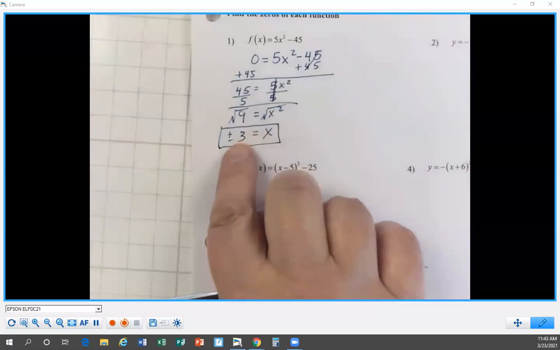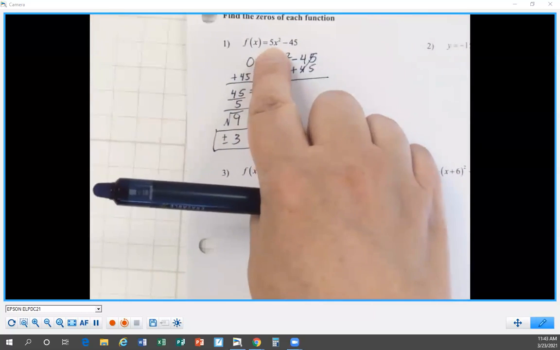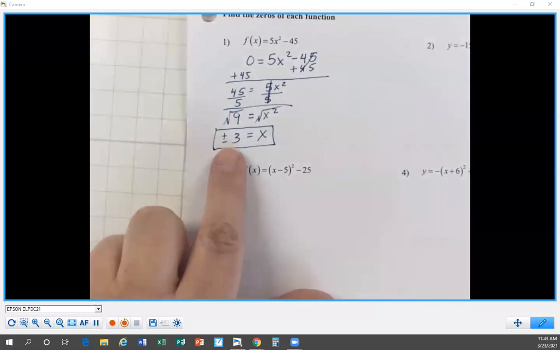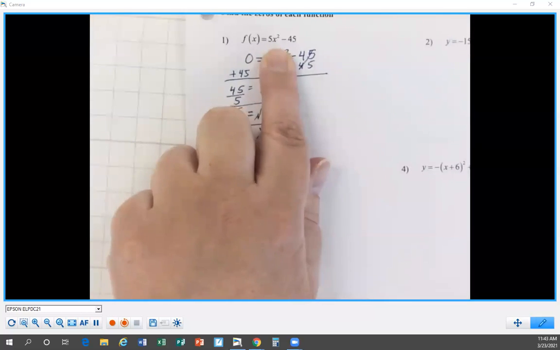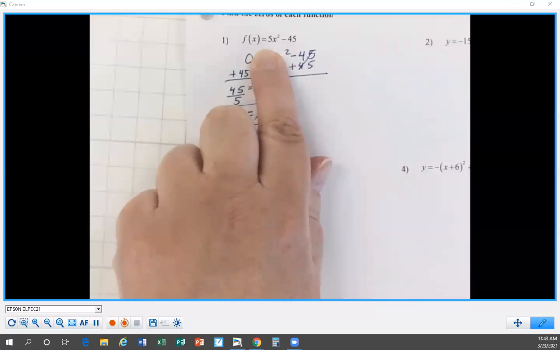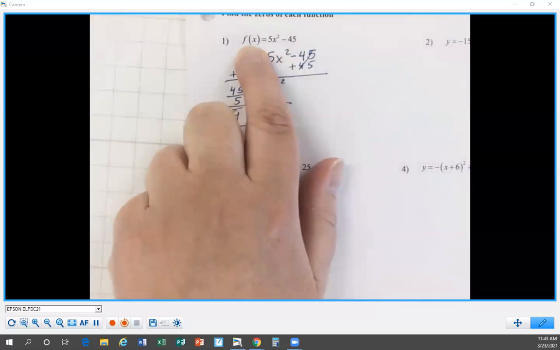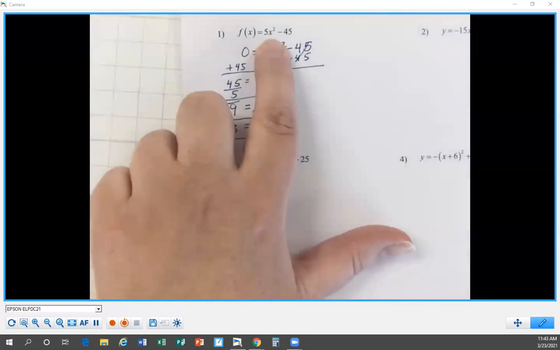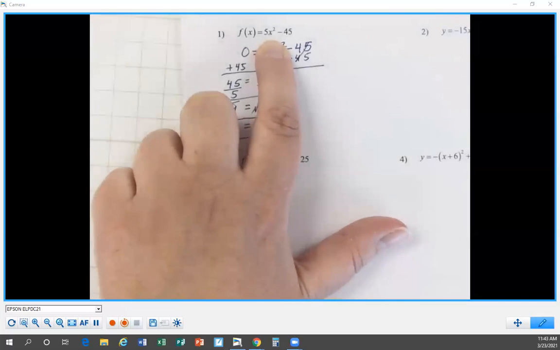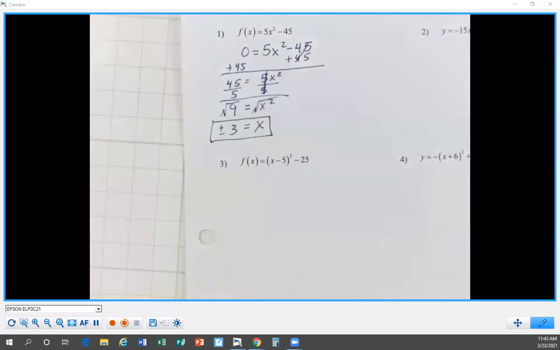Okay, algebraically, you can check these by plugging them back into the equation. So 3 squared is 9. 9 times 5 is 45. 45 minus 45 is 0. Negative 3 squared is 9, times 5 is 45, minus 45 is 0. All right.